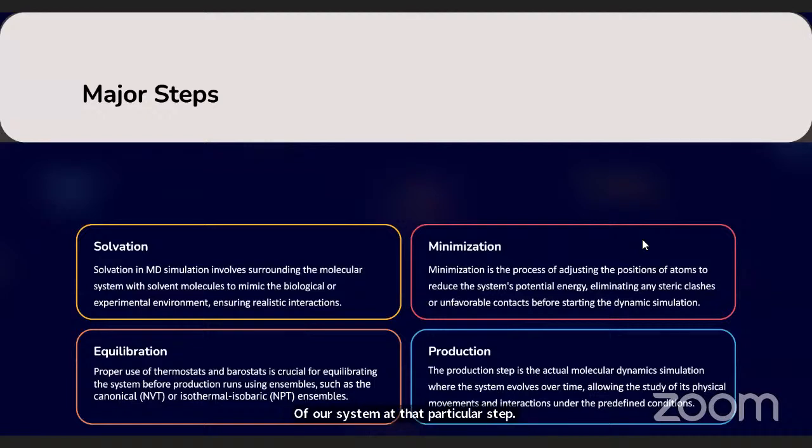So in a way we have a complete trajectory of the system: what was the condition of the system in the initial state, and how it transformed into a final and more stable state. This is the flow of MD simulation, and we'll see how we perform each step, what the requirements of each step are, and what the outputs of each step are.